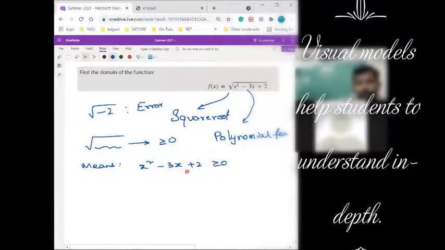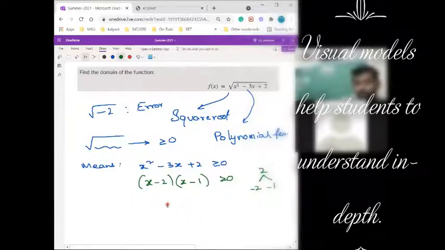Once you have the quadratic or polynomial function, let's find the factors. For the 2, I can write 2 times 1, but I need the negative 3 in the middle, so I can take both of them negative. So it is x minus 2 and then x minus 1. Now, after this, I would like to find out what my domain is.